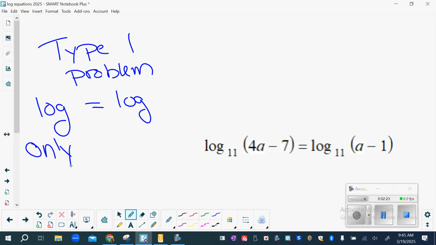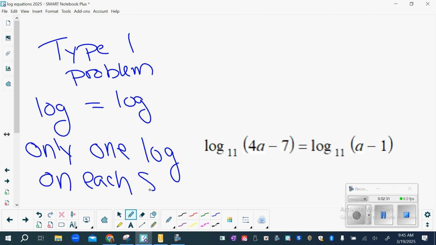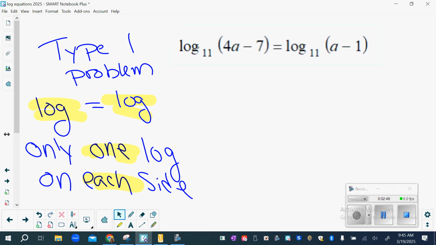Only one log on each side. We are going to get some problems where we're going to have more than one log on each side, and we're going to have to deal with that, and it's easy. But what we want is log equals log, and we want one log on each side. So here's why we like this. Here comes the first one to write down.